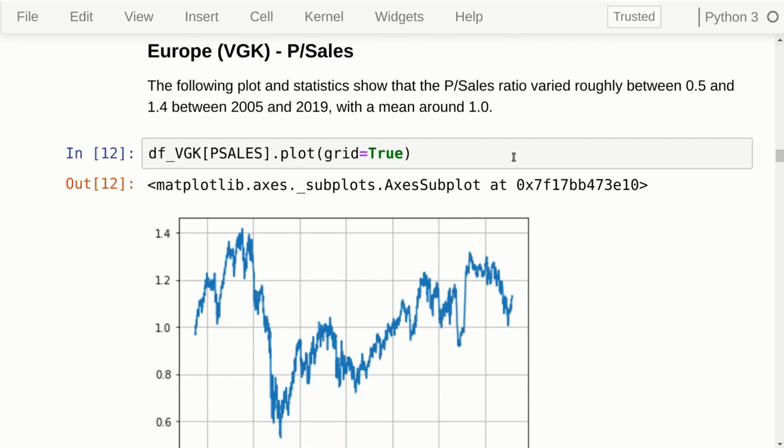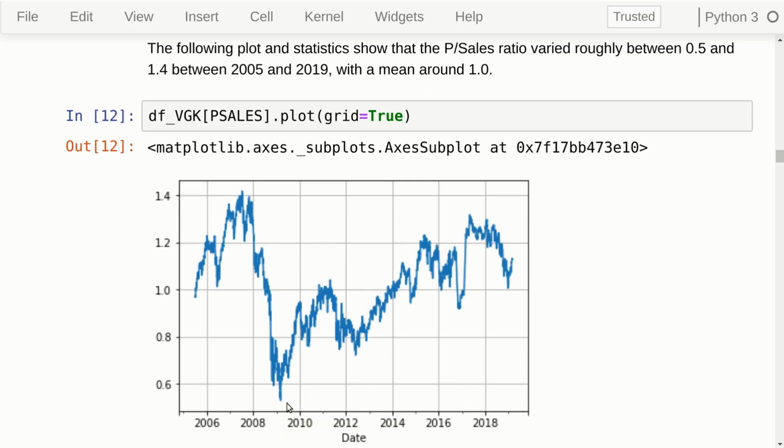One of the important components of the forecasting model is the price-to-sales ratio and how that varies over time, and this I often call the revaluation of the stock or the stock index. As we can see from this plot, it has varied roughly between 0.5 and 1.4, and the mean was around 1.0, which is around here.